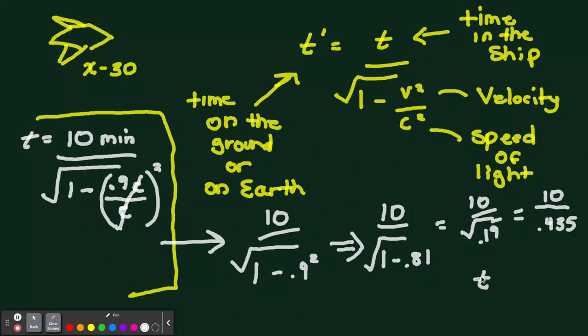So the person on the ground, if they looked at your ship, the X-30, moving at 0.9 the speed of light, 10 minutes would pass on your ship, but for the observer, it would be 22.9 minutes, roughly around there. So time slowed down by almost 13 minutes.